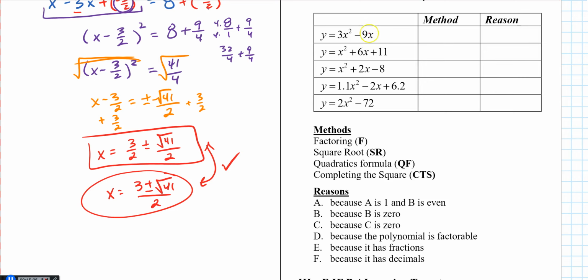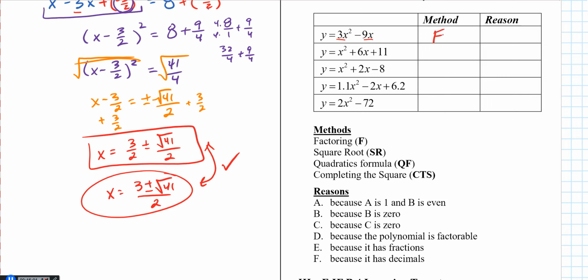So the first one, 3x squared minus 9x, what's the method? Well, I can't use square root because we can only use square root when we're missing b. I could complete the square, but we only want to complete the square when a is 1 and b is even. I know I can always use the quadratic formula, and then there's factoring. If I look at that problem, we notice that both terms have a 3 and an x that we can pull out. So we can factor this.